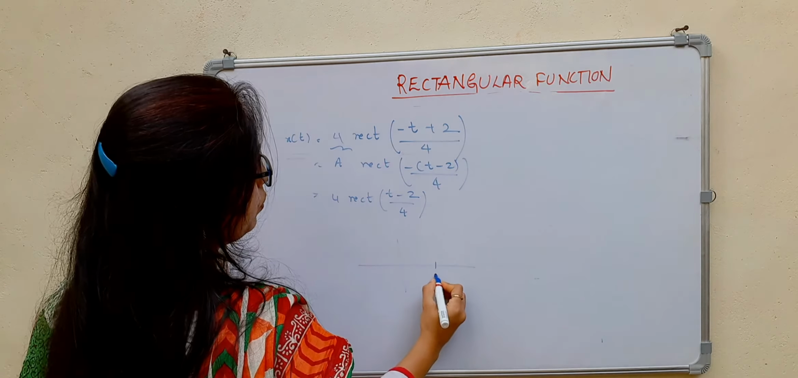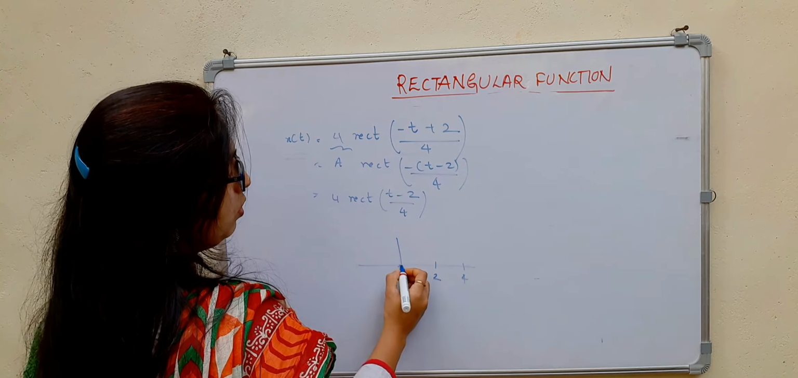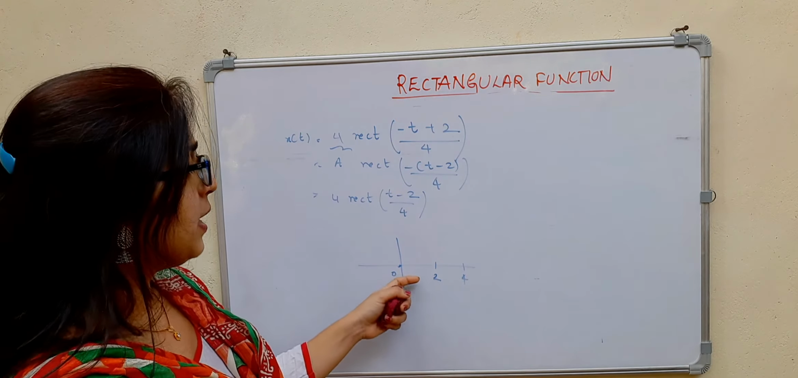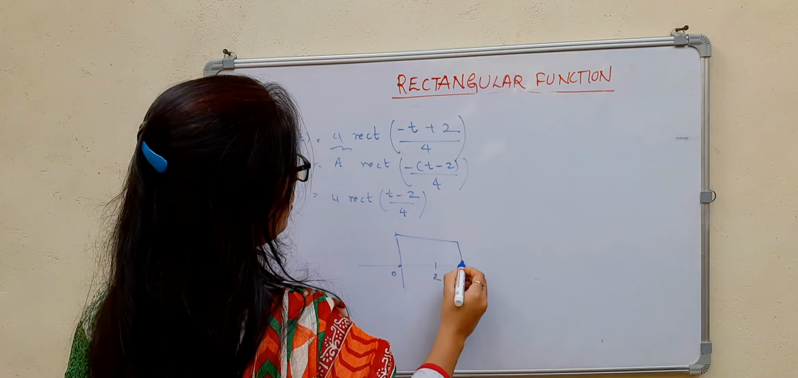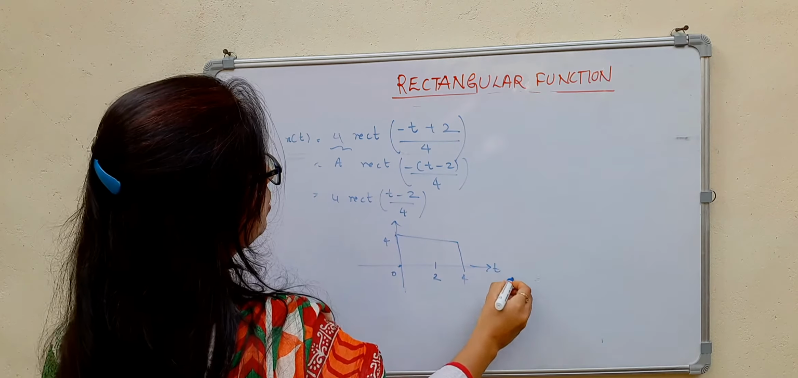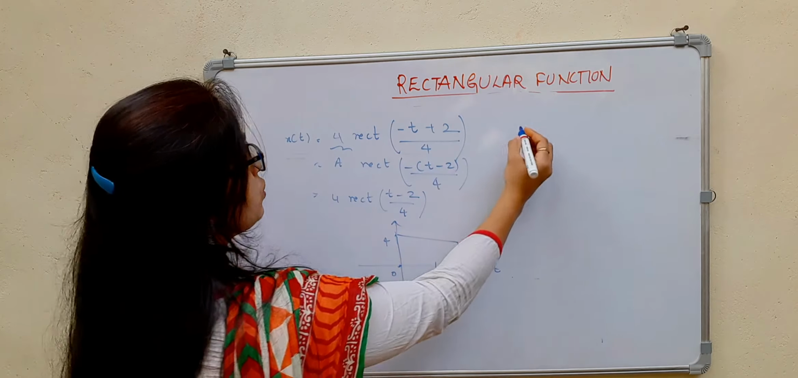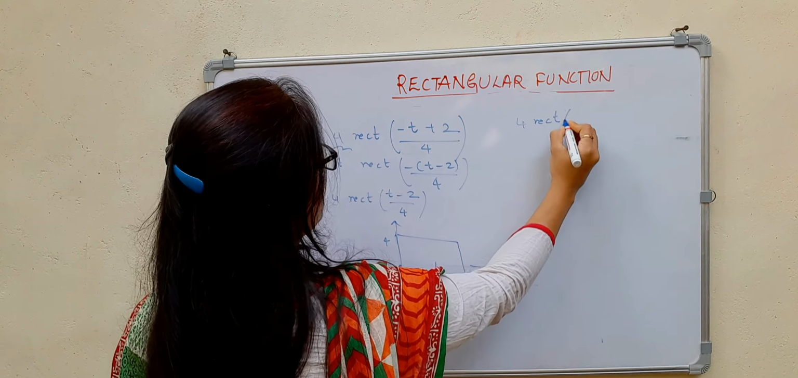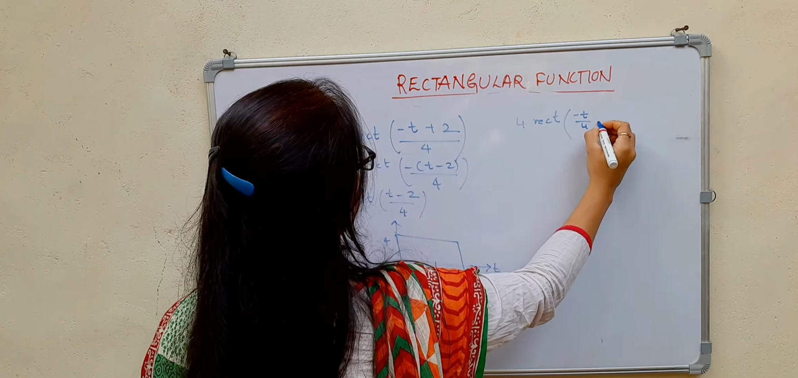Centered at 2, width will be equal to 4, that is minus tau by 2 plus k, tau by 2 plus k. What will be the amplitude? It will be 4. So this is the rectangular function. If you say I will follow the shifting, scaling and the reversal method, then it will be like this.